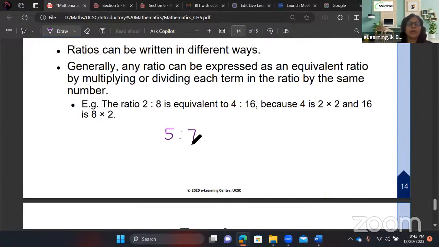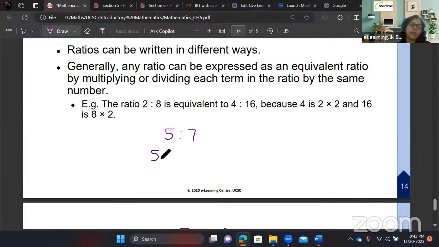Right. Write down the equivalent ratio for 5 to 7. How do you write it? Can you say an equivalent ratio for 5 to 7? One of the ratios is given as 5 to 7. So how do we write the equivalent ratio for this one? Can anyone of you write the equivalent ratio?